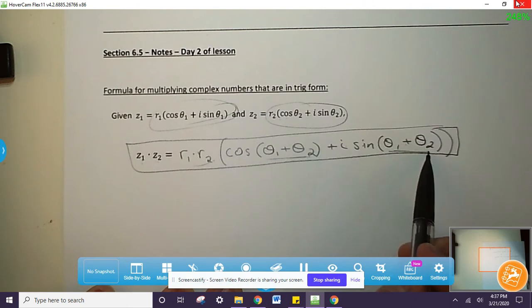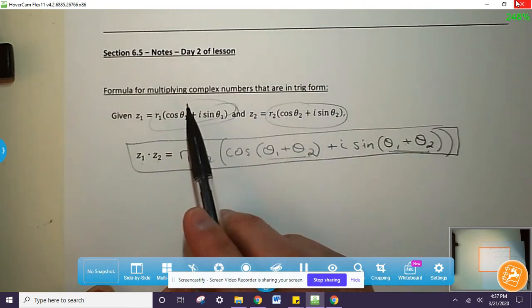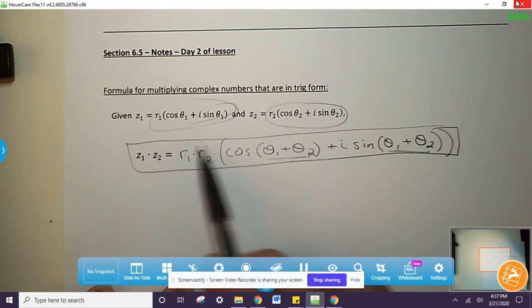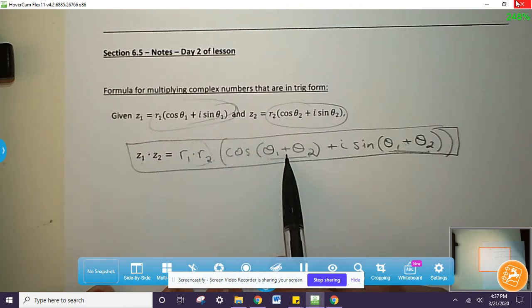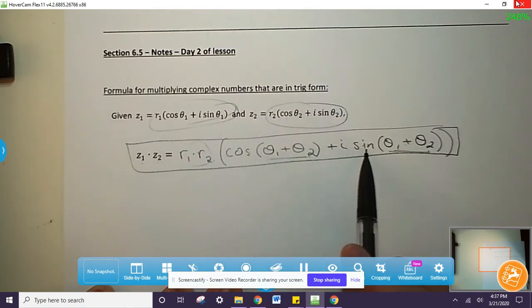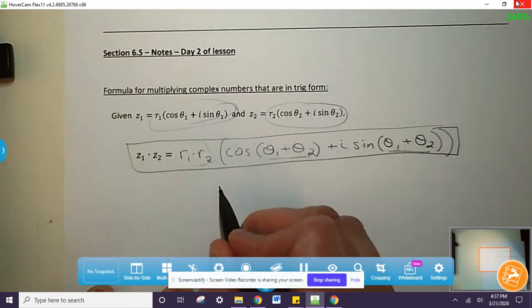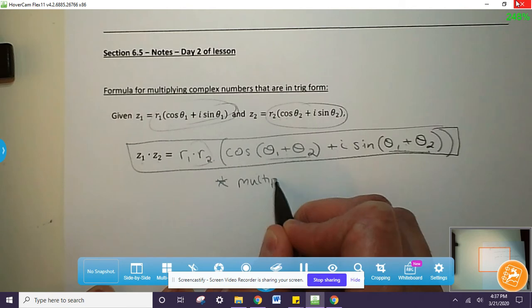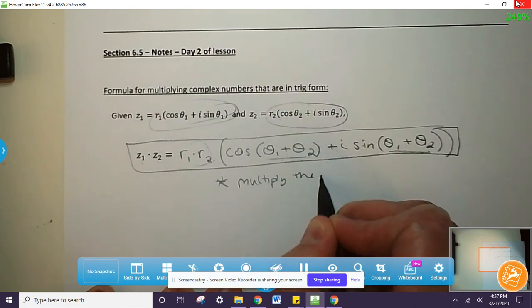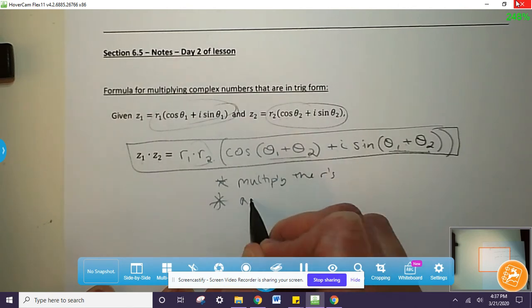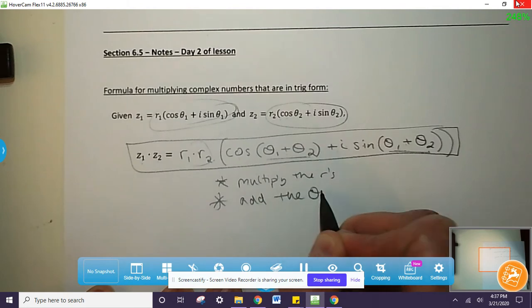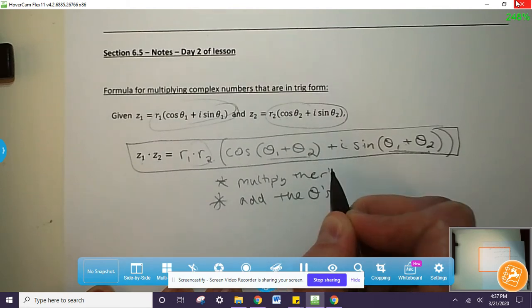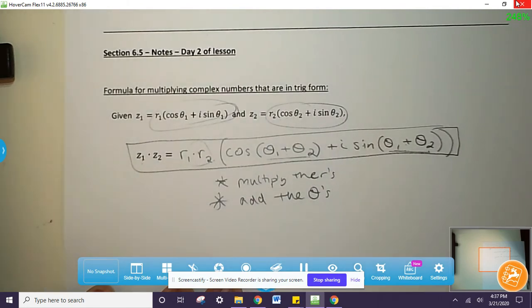So if you recognize that this has the same structure, that it's a number out front, parentheses, cosine of an angle plus i times sine of the same angle, then all you actually need to remember is that you're going to multiply the r's and you're going to add the thetas. You don't really have to memorize this formula. You just have to know that it maintains the same structure.